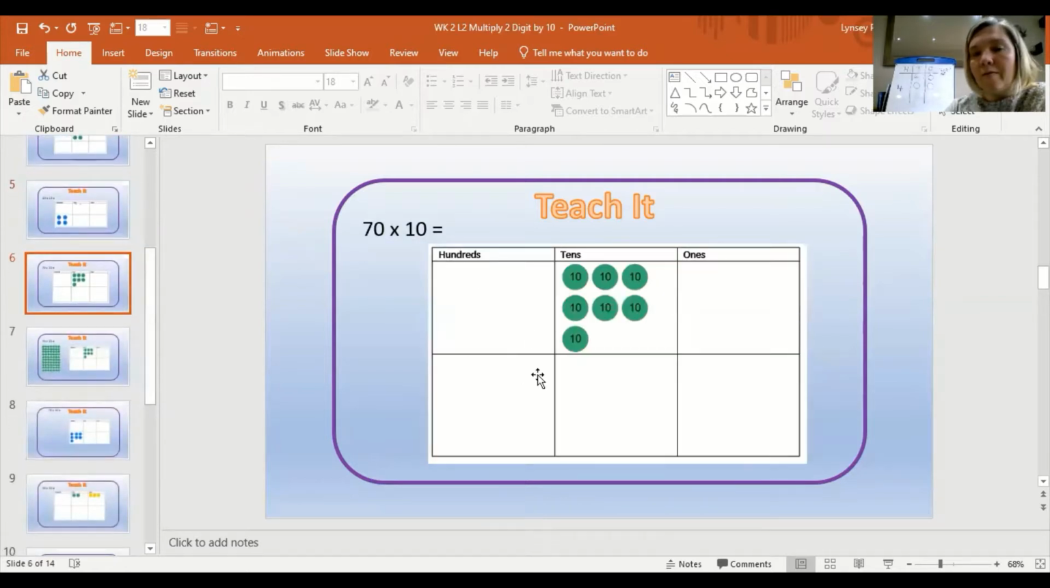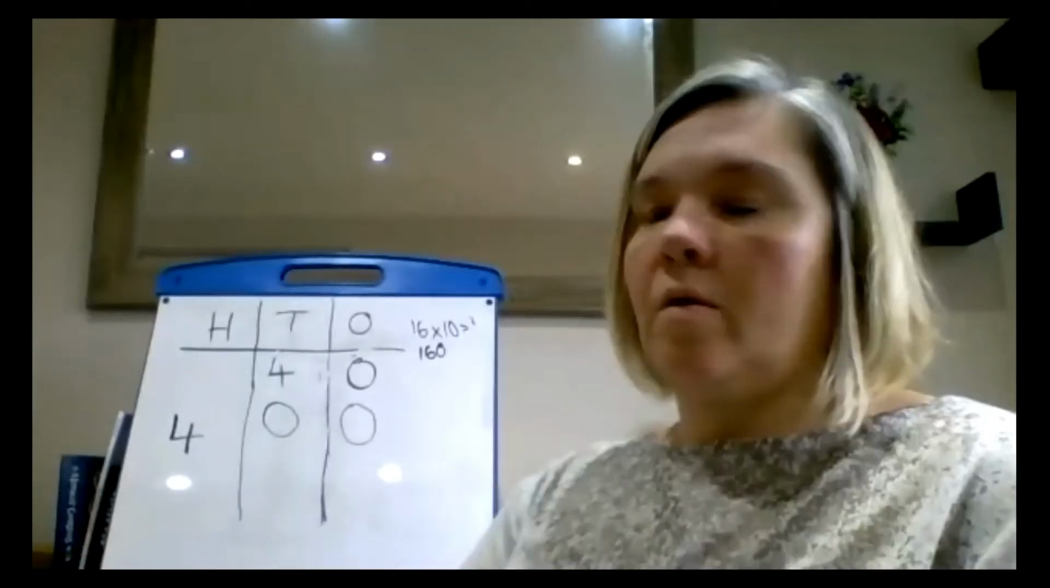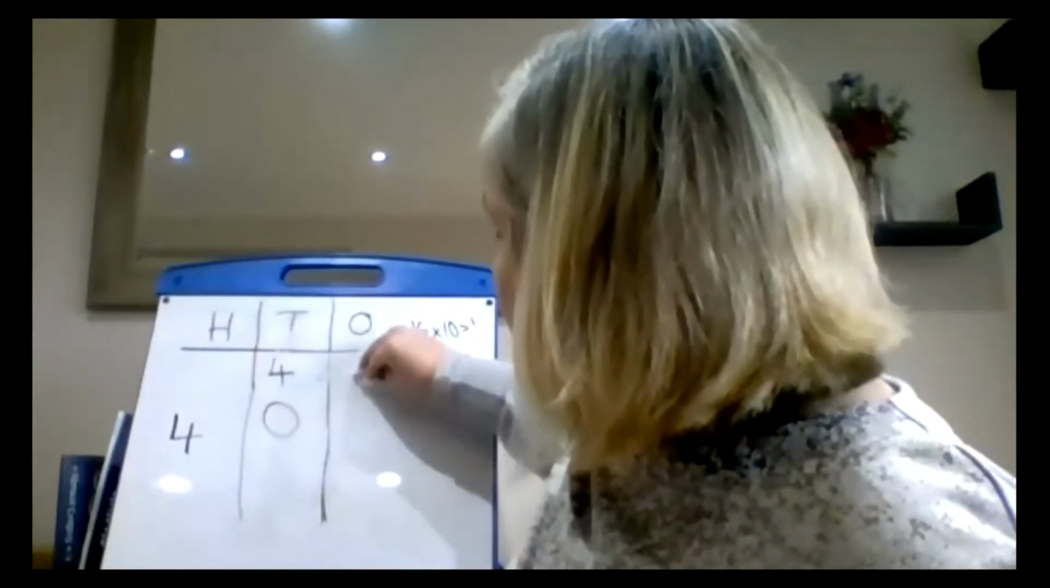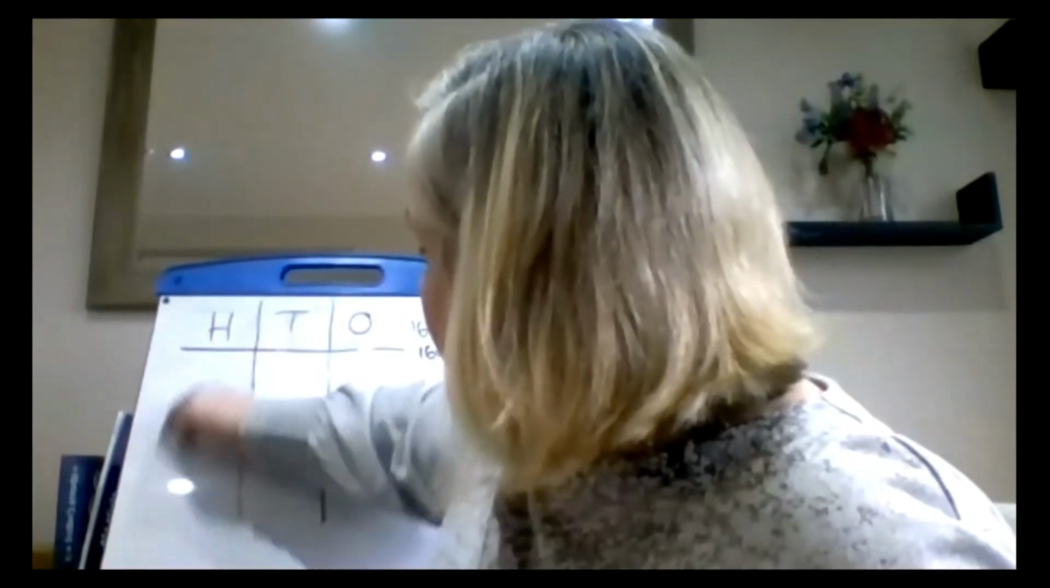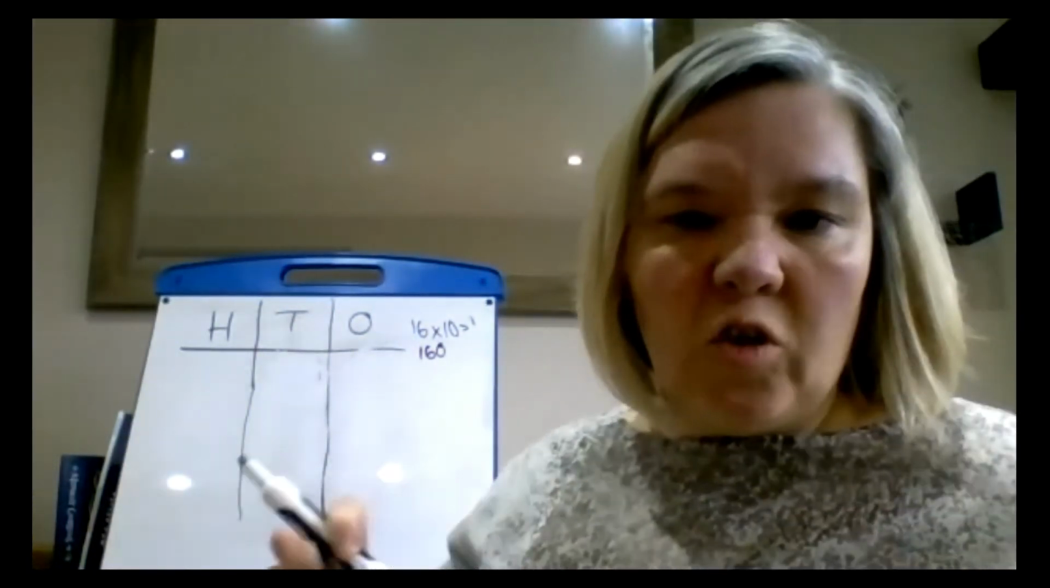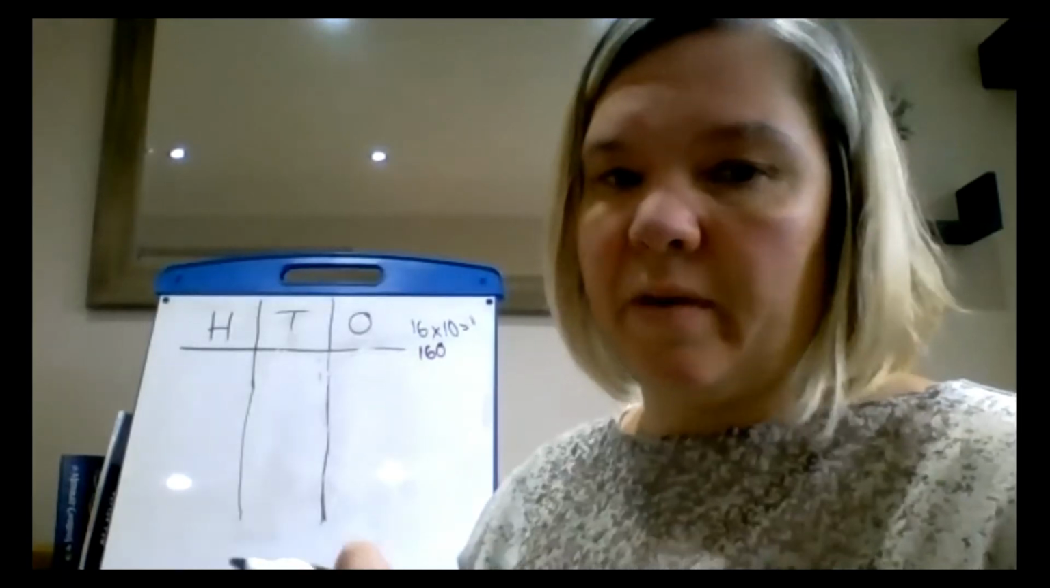What about this? 70 times 10. Have a think about this one, okay? We're going to make this 10 times greater. Have a think, how would we do that? Let's write that on our place value. Okay, I told you there'd be lots of chopping and changing today, didn't I? Which isn't great for you watching, but.